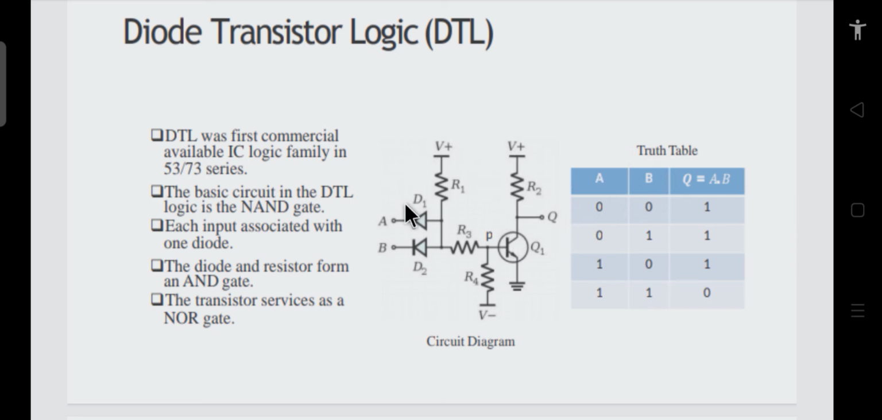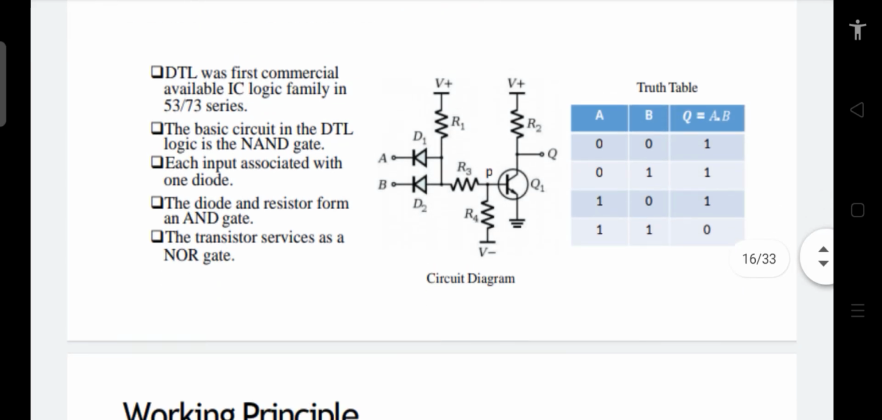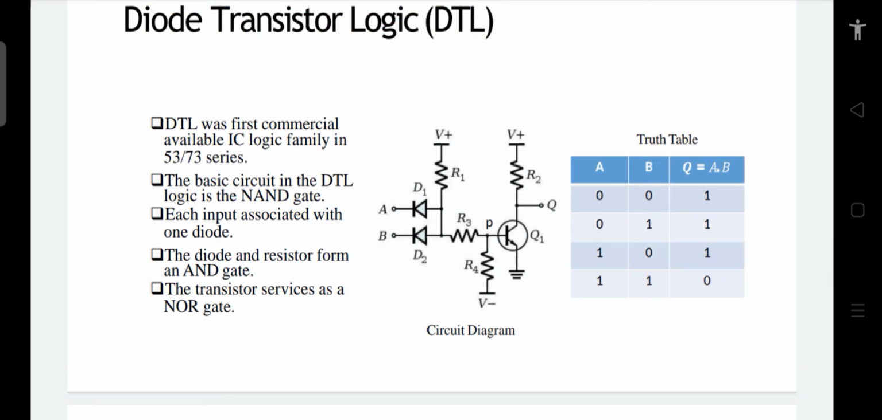So with the help of this circuit you realize a DTL gate, a DTL NAND gate. So that was the simple explanation. This is available in ICs starting from the series 53 or 73. So 53XX or 73XX is your DTL logic family.